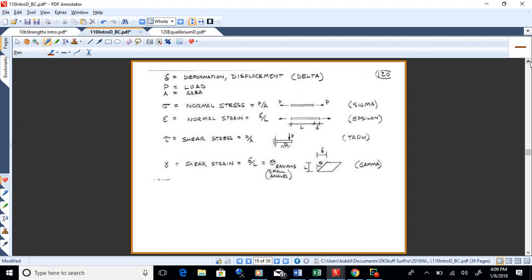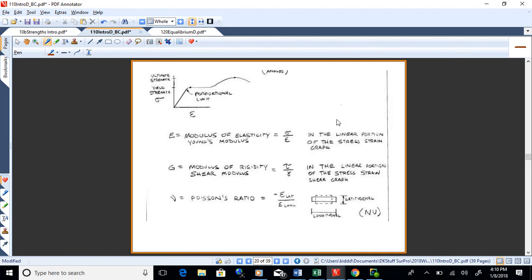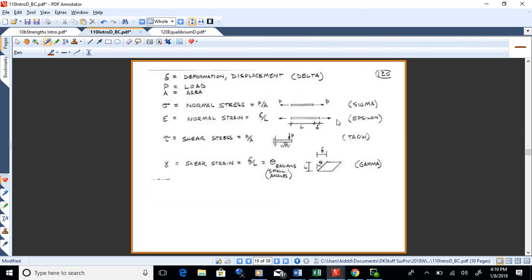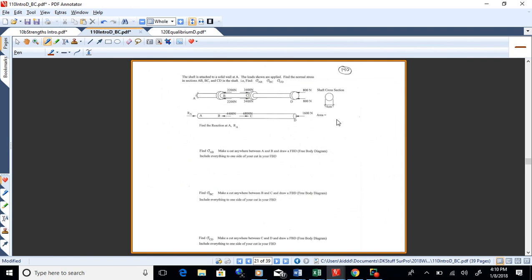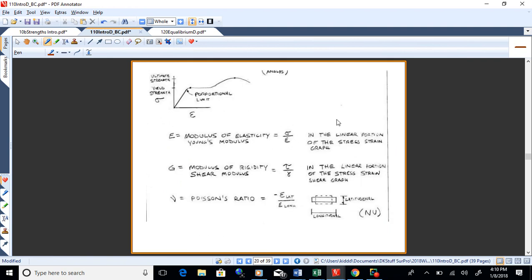So on page 120, and that's only if you have the packet, I didn't put it in the stapled handout because you don't really need it right now, but it's in the packet. I've got a number of the terms and just little sketches that hopefully illustrate what they are, okay? So just realize that page 120 has a lot of little graphs and such that show what these different things are, okay?